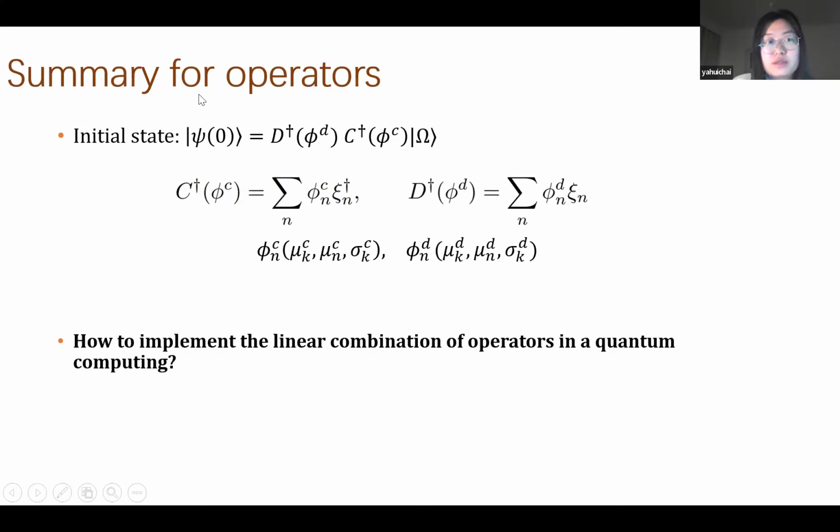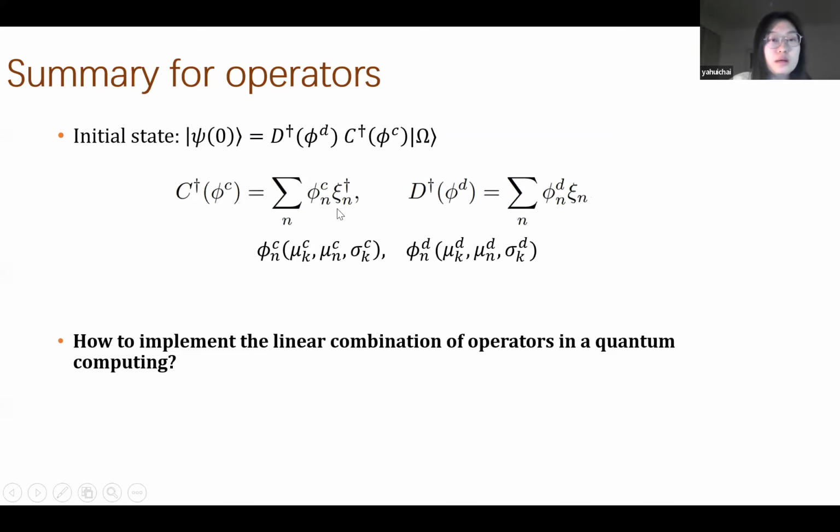So here is a short summary for the definition of operators. Here we can prepare a vacuum by VQE, and we define the creation operators for a wave packet in position space. And here are some coefficients. These are decided by the momentum and the location in position space mu n and the width of the wave packet. And in position space, the effect of momentum will be the phase factor of the coefficients.